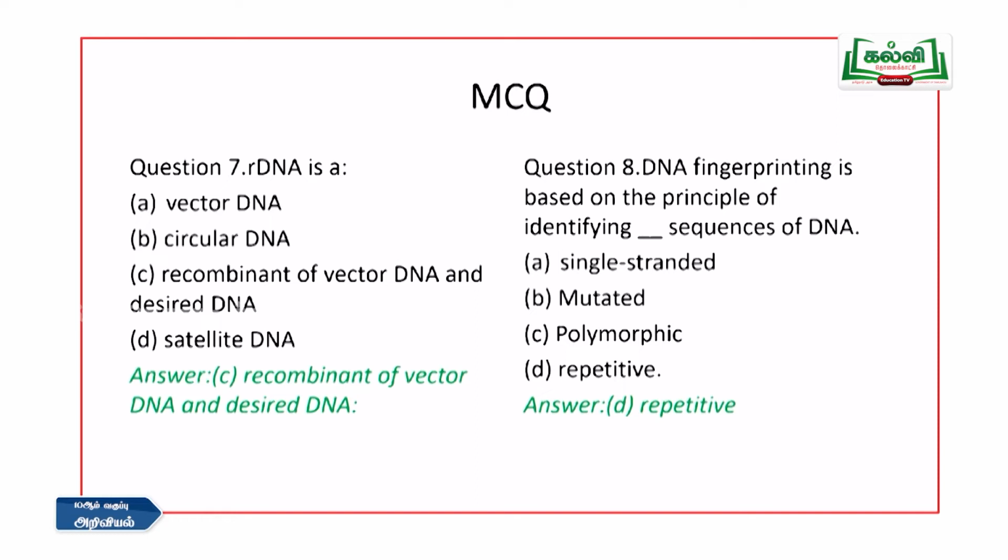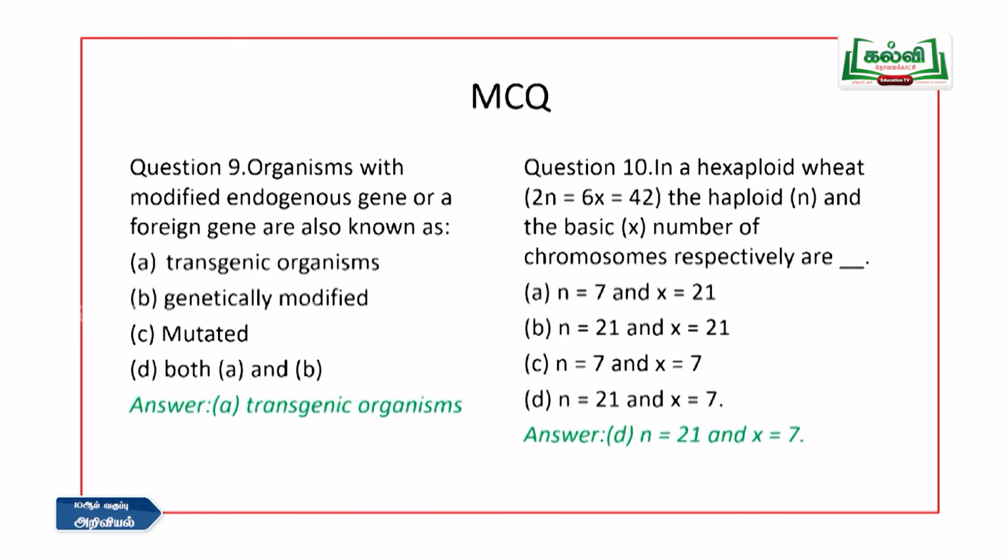Then question number 8. DNA fingerprinting is based on the principle of identifying dash sequences of DNA. A. Single stranded, B. Mutated, C. Polymorphic, D. Repetitive. You choose the answer D. Repetitive. Then question number 9. Organisms which modify endogenous gene or a foreign gene are also known as dash. A. Transgenic organisms, B. Genetically modified, C. Mutated, D. Both A and B. You choose the answer A. Transgenic organisms.